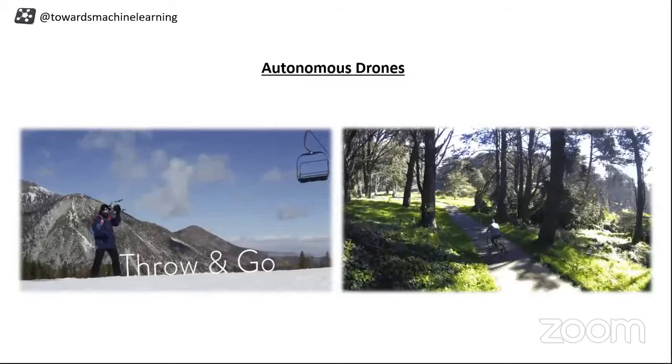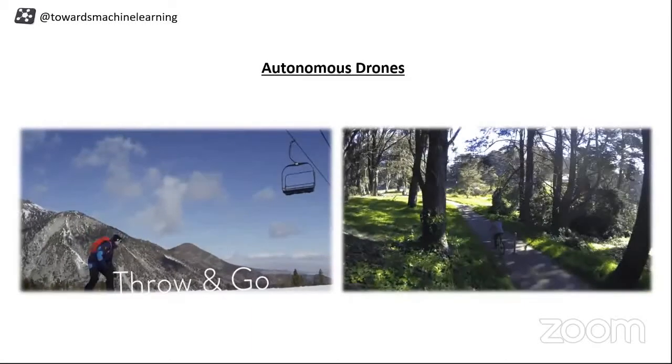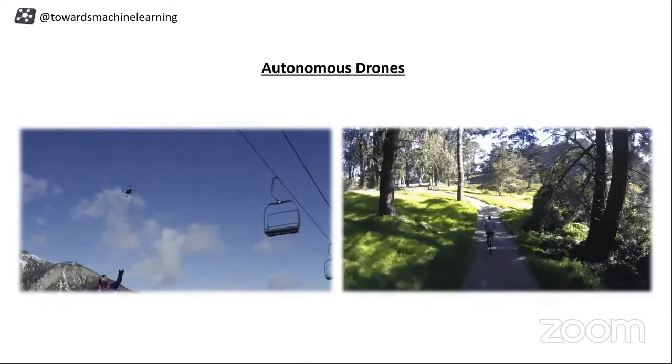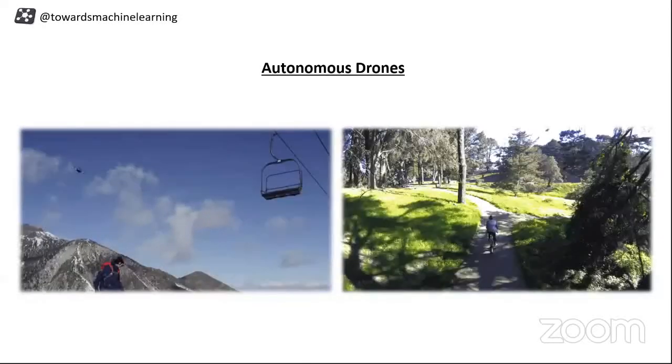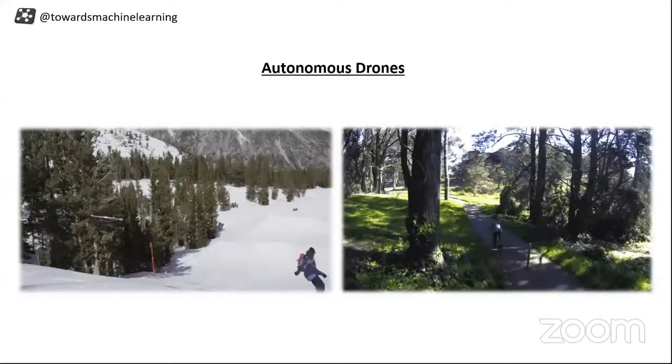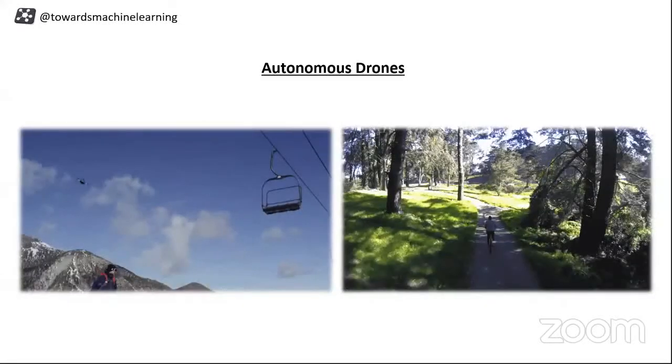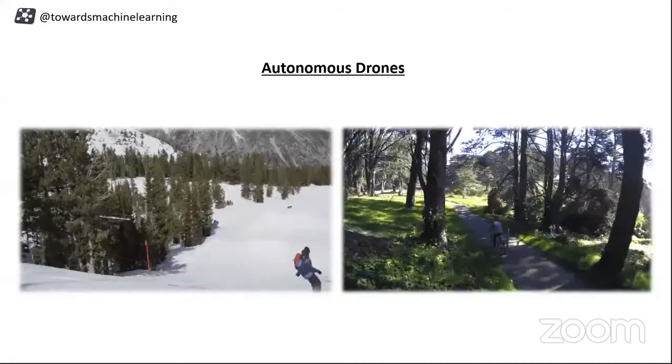Next thing is you can see in autonomous drones as well. You might have seen in YouTube videos also, the guy is using a drone. In the first video, he's throwing the drone and the drone is following him, right? And in the second one, the person is cycling somewhere in the forest or somewhere like that, and the drone is following him, right?